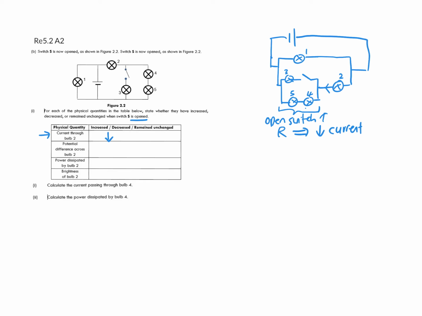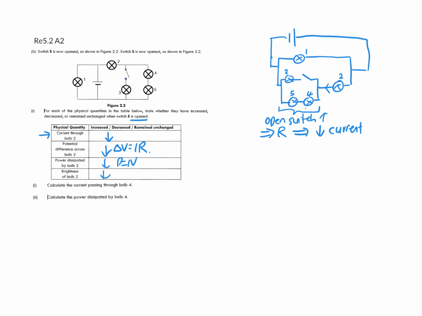Now, it follows from this decrease in current that the potential difference, or the voltage across bulb 2, also decreases. Just use Ohm's law. Or alternatively, since we know the resistance of the originally parallel branch has now increased, we can also use the PD equation to get the same conclusion. The power dissipated and the brightness will therefore all decrease, just by using any of the power equations, P equals IV, I squared R, or V squared over R.